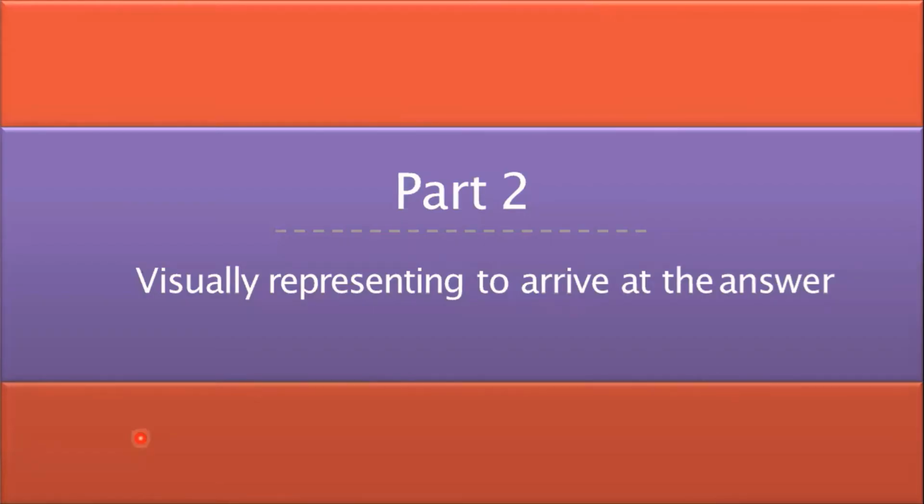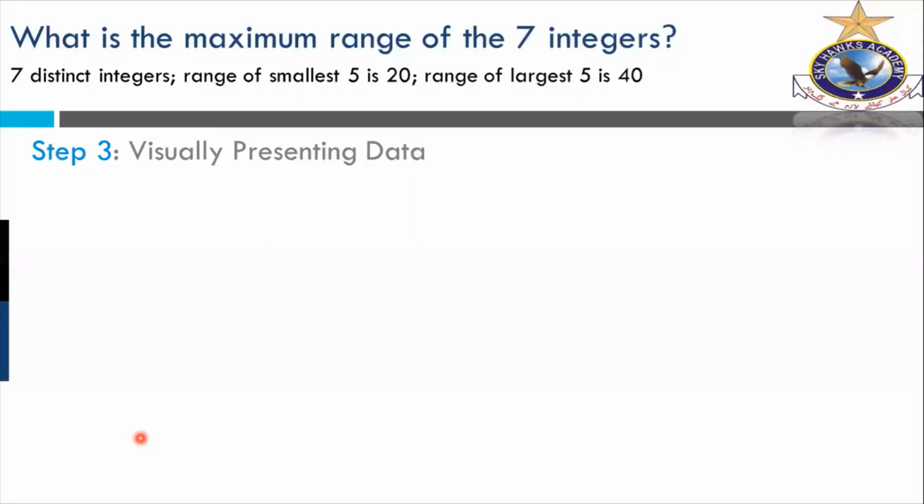The second part is to visually represent it to arrive at the answer. So we are just closer to the answer. But before the answer, you have to analyze each and everything which is given in the problem. So step 3: we have done the 2 basic steps. First, we have written all those things which are in the problem. Then we have manipulated those things in a mathematical way. And now we are at the 3rd step.